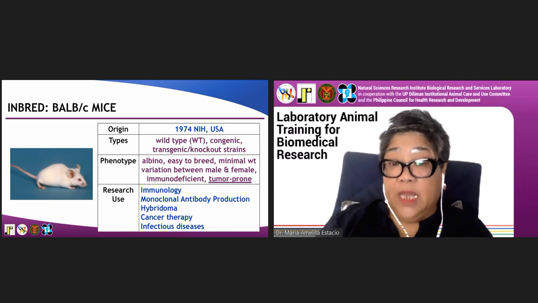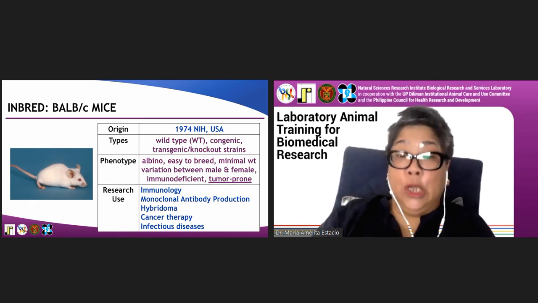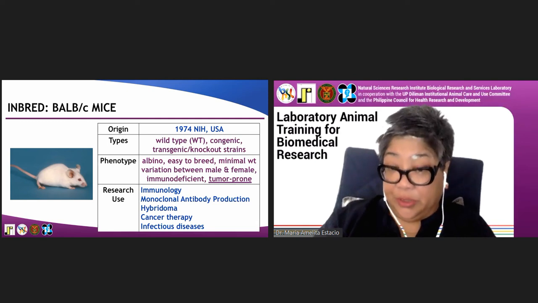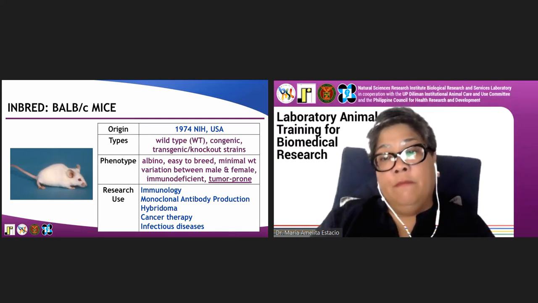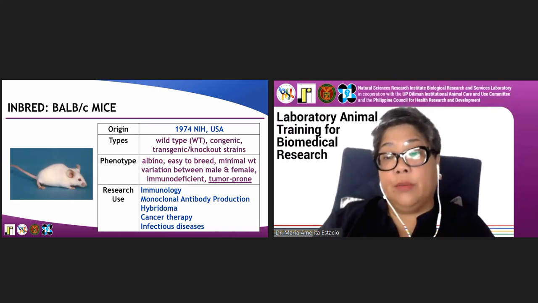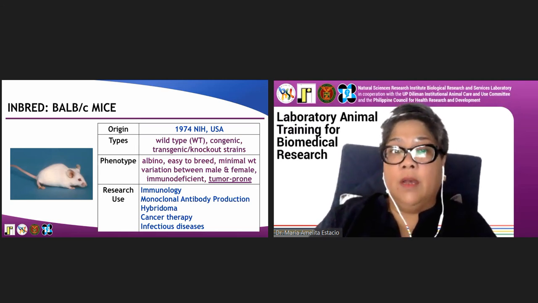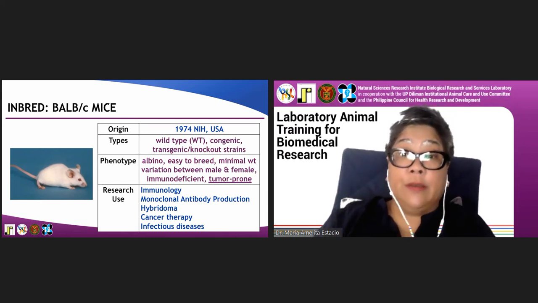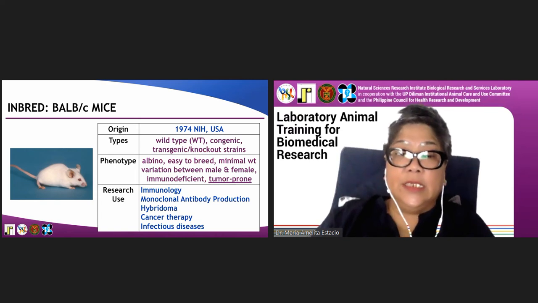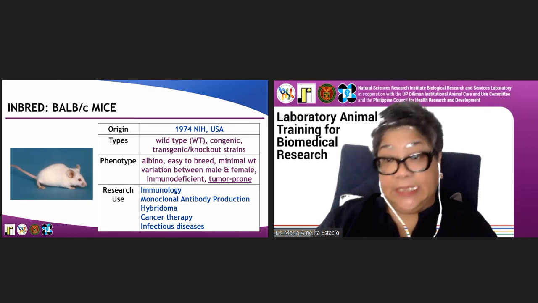So this is specifically used for monoclonal antibody production as well as hyperserum. This is also good to use in hybridoma researches. It's also a very stable strain for tumor or cancer research. So if you're going to do transplantation of tumors or injection of tumor cells, this is also a very good model to use. And this is also a stable strain if you want to do infectious diseases.